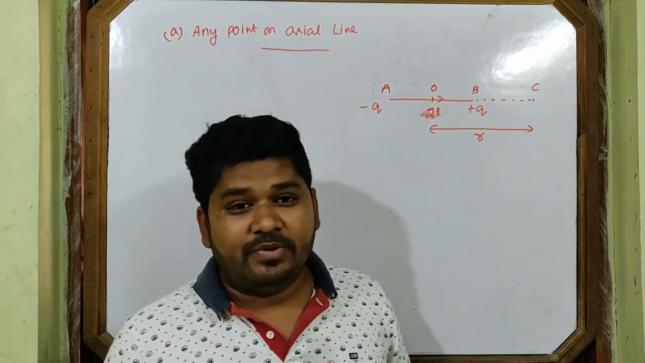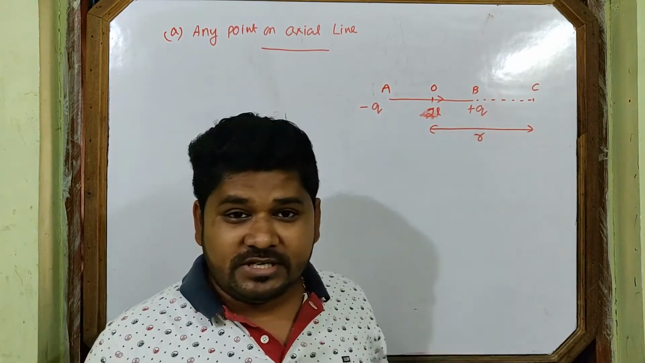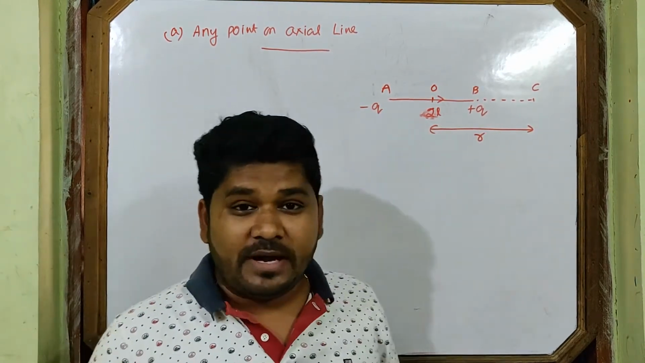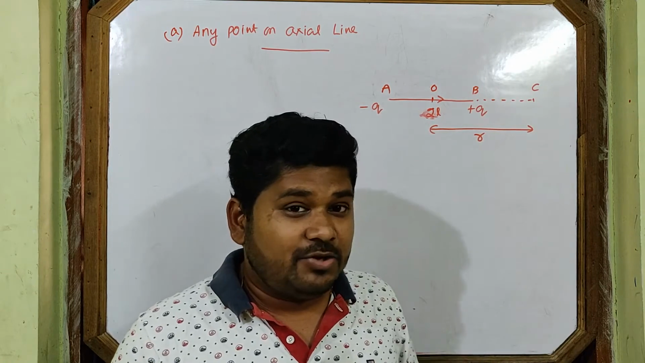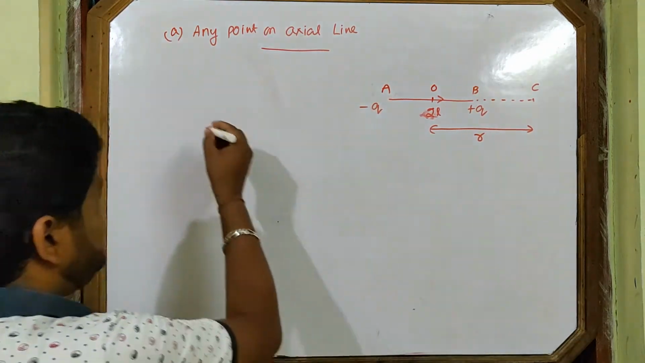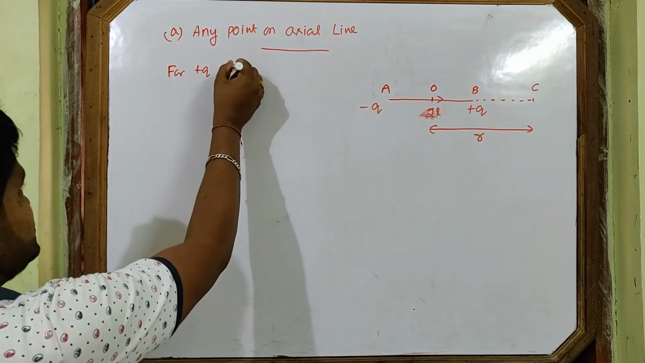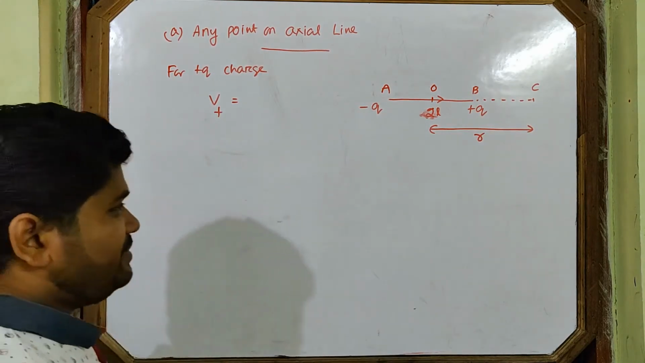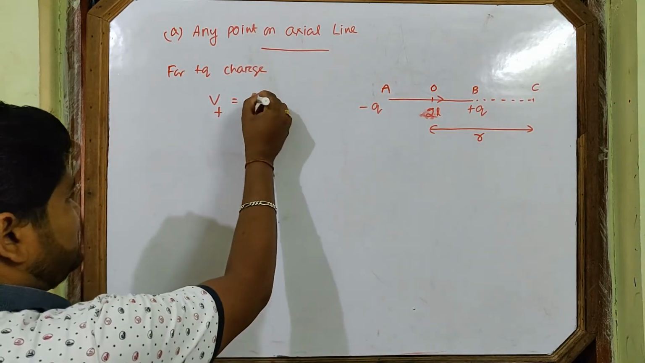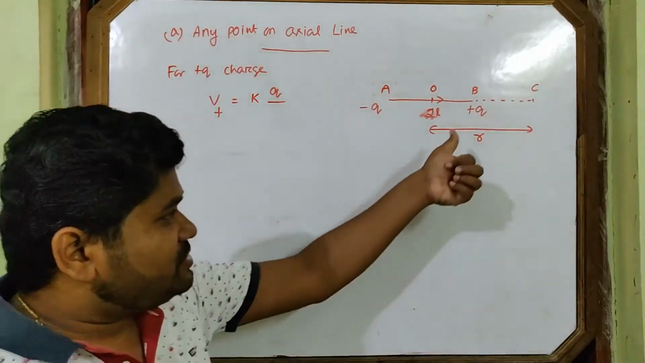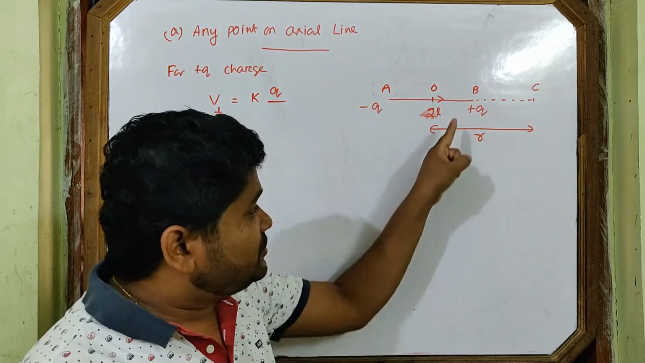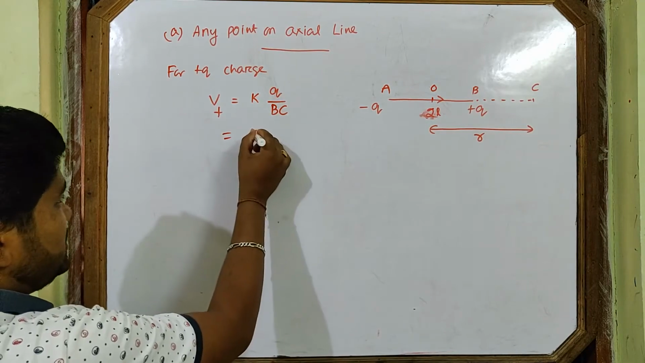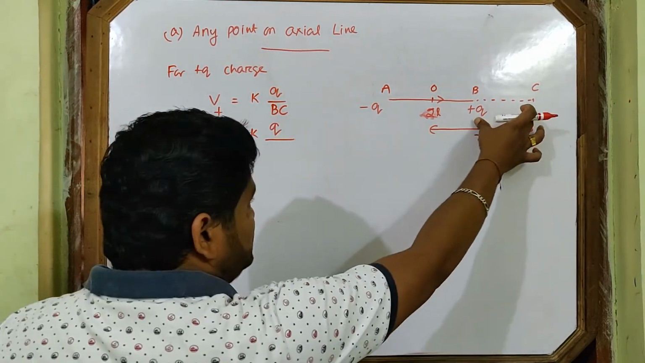So what will I do to find the potential at point C? These are two point charges. I will find the potential due to the plus q charge, then the potential due to the minus q charge, then I will add the two potentials. Let's write for the plus q charge. The potential V plus, you can write V plus or V1, but I wrote V plus due to the plus q charge. It is KQ divided by the distance from B to C, so this is BC.